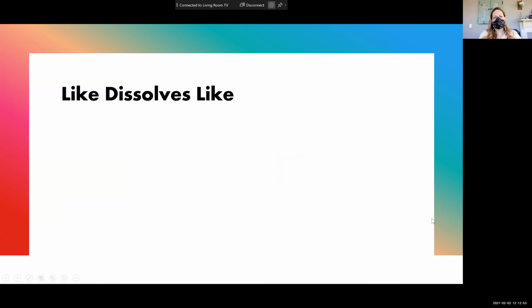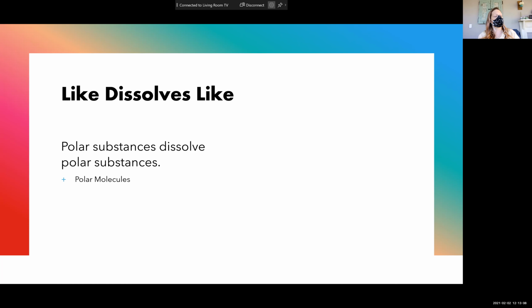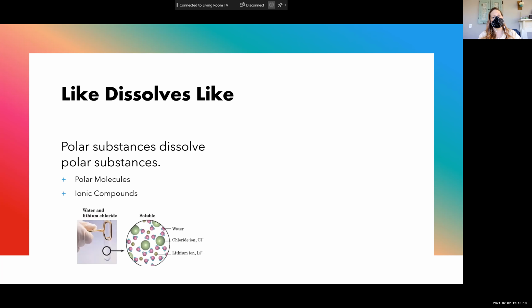Anyway, so like dissolves like. This is the answer to that question about vitamin A and vitamin C. Like dissolves like. So what does that mean? It has to do with polarity. Polar substances dissolve polar substances. So conversely, nonpolar substances are going to dissolve nonpolar substances.